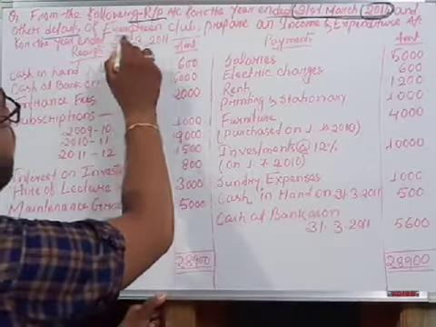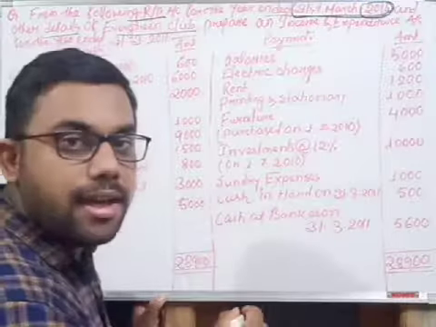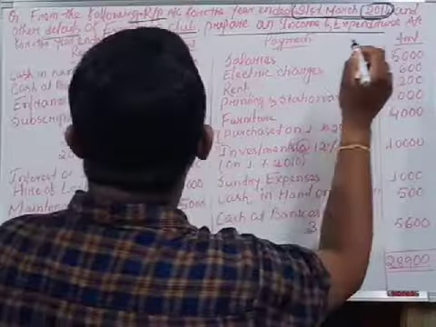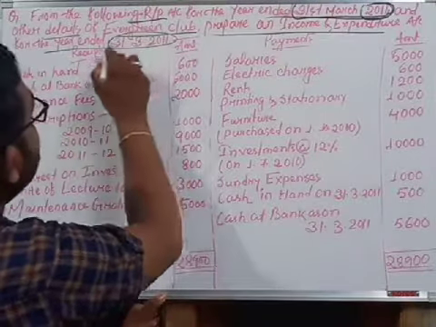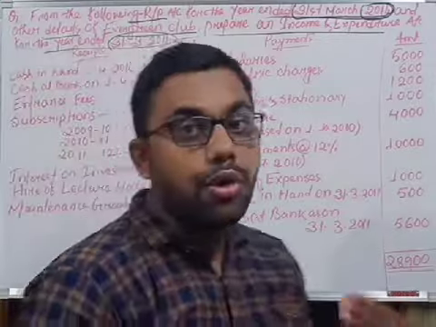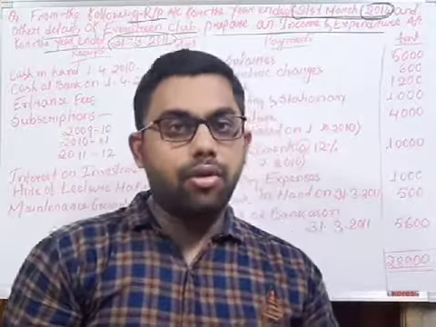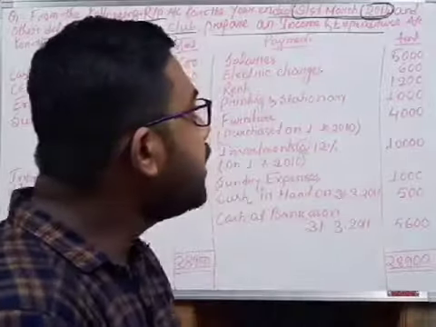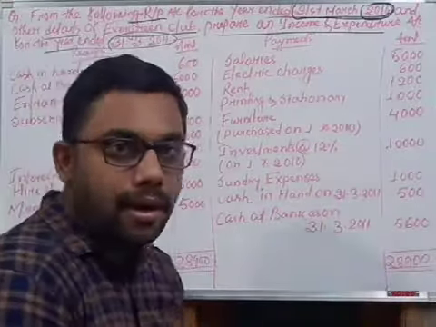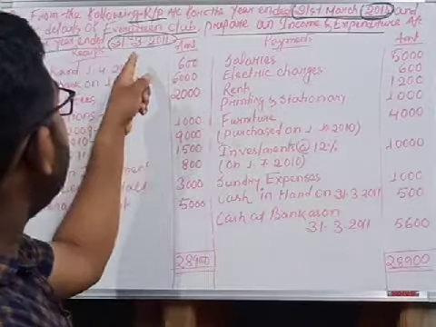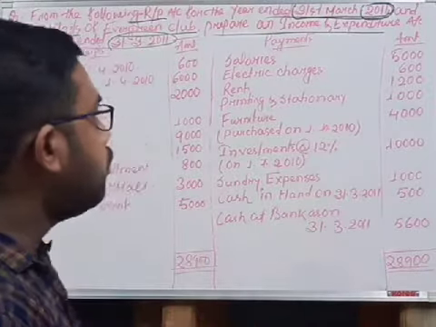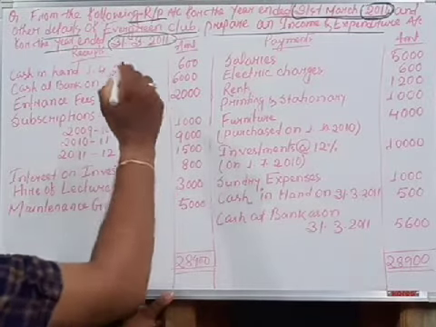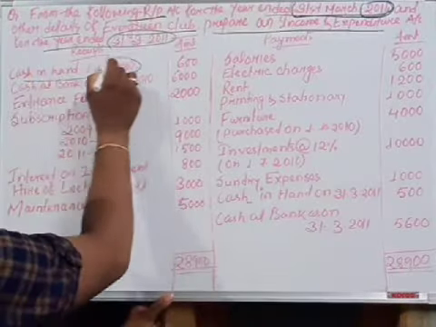Other details of Evergreen Club, that is the name of the non-trading organization. Prepare an income and expenditure account for the year ended 31st March 2011. We all know that the receipts and payment account or income and expenditure account is prepared at the end of the year. So we have to prepare the income and expenditure account from this receipts and payment account for the year ended 31st March 2011. What are the information given in our receipts and payment account? On the receipt side, first one is the cash in hand on 1/4/2010.